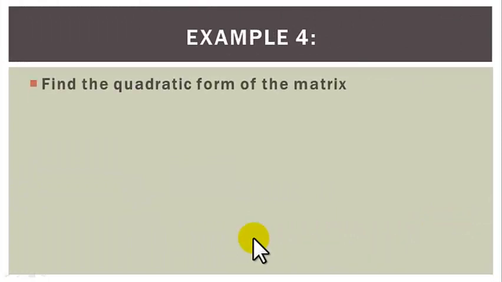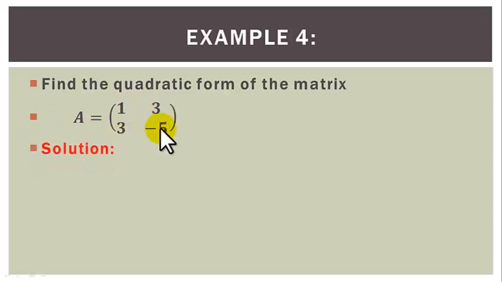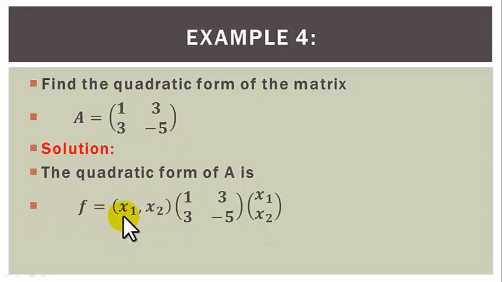Example number 4. Find the quadratic form of the matrix A equal to the matrix of the elements 1, 3, 3, minus 5. Solution. Again, here the matrix A is a 2 by 2 matrix, so the quadratic form of A will be a function of 2 variables x1 and x2. That is, the quadratic form of A is f equal to the row vector x1, x2 times the matrix A times the column vector x1, x2. Multiplying out will give us f equal to x1 squared plus 6x1x2 minus 5x2 squared.